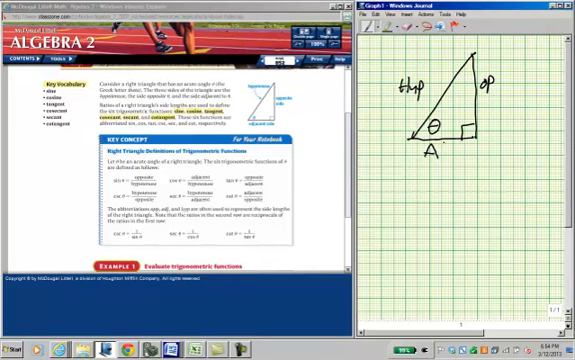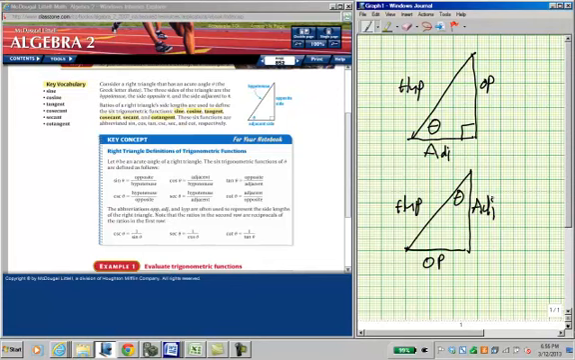So hypotenuse, adjacent, that's the side that helps form the angle. You can see the hypotenuse and the adjacent side form the angle theta. And then the opposite side does not touch the angle. Now, if theta is in the upper right-hand corner, then the hypotenuse is in the same place, but the opposite side and the adjacent side switch places, which means that the trig functions will be all different.